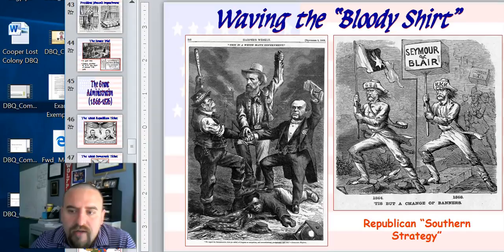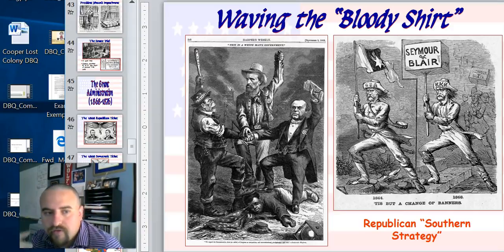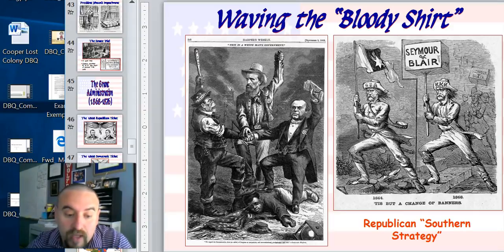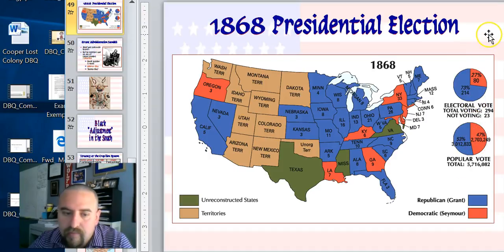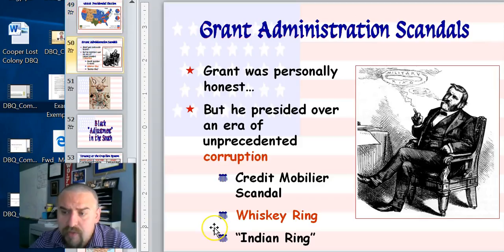And this is going to be called the bloody shirt election, waving the bloody shirt. Some southern states are now back in the Union, and the rallying cry is vote as you shot. So if you were a southerner, you're going to vote for the Democratic Party, and if you're a northerner, you're rallying around that Republican Party. So the 1868 presidential election, you got a popular vote that's pretty split here. Unreconstructed states here in the green, so most of the South is back in. Grant is going to get the electoral vote, even though it's closer in the popular vote. So Grant becomes the president.